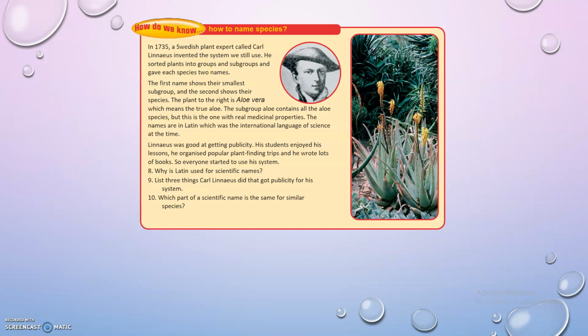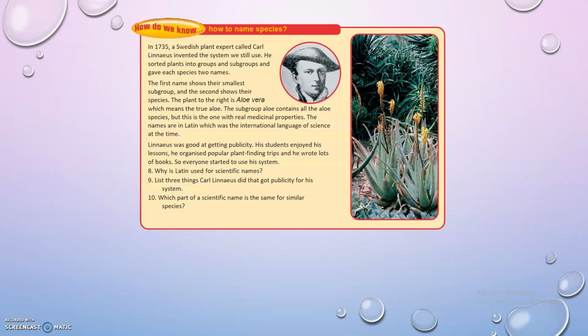You don't have to study that. Anyway, in the system which was invented by Carl Linnaeus, the plant species and all other animal species are given two names. For example, in the case of human beings, the scientific name is Homo sapiens. So here you can see two names. Homo means one name, sapiens means another name, right? So two names are included.